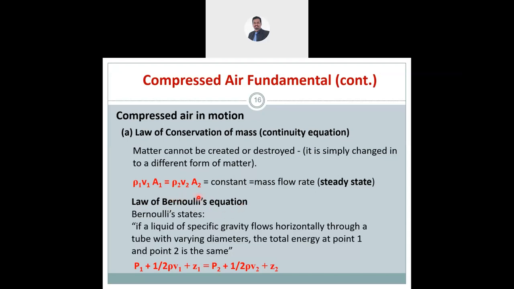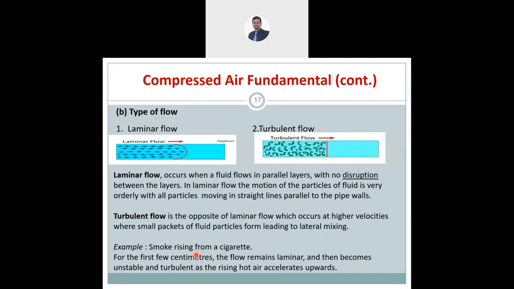We call it Bernoulli's equation. If a liquid of specific gravity flows horizontally from one point to another through a tube with varying diameters, the total energy at point 1 and 2 is the same. You usually use this one. We do it in every experiment too. So these are some of the laws used.